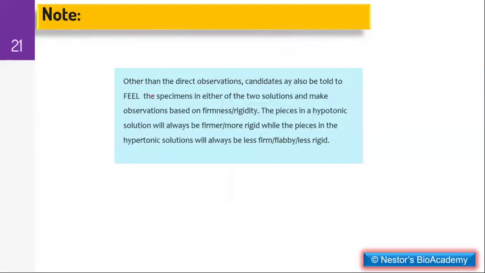Now, take note that other than the direct observations, the candidates may also be told to place the specimens in either of the two solutions and then make observations. In this case, you're supposed to make observations based on firmness or rigidity. A piece that has been placed in hypotonic solution is expected to always be very firm or very rigid, while the piece in the hypertonic solution is always expected to be less firm or less rigid after losing water, because the cells shall have become plasmolyzed. So they end up becoming less firm. Again, that is crucial to understand.